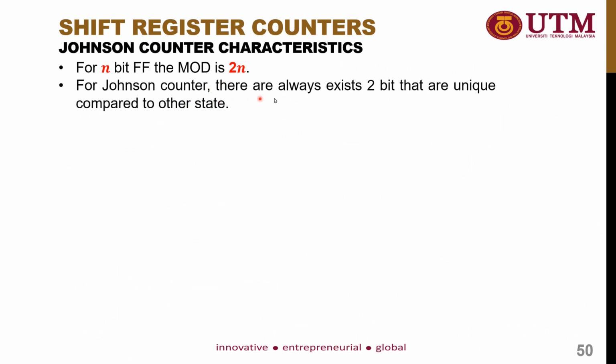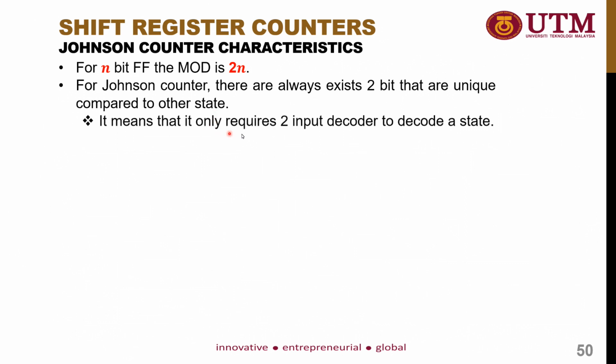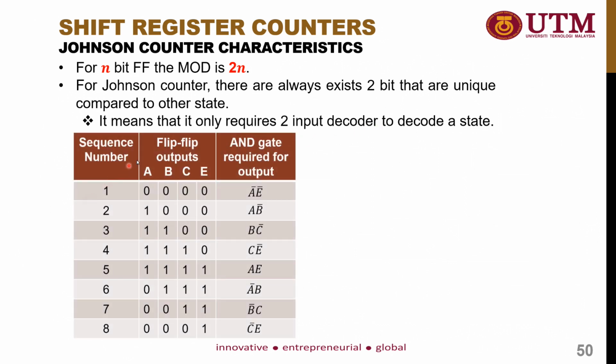So for Johnson counter, there always exist 2 bits that are unique compared to other states. So it means that it only requires a 2-input decoder to decode a state. This is an example of the sequence number and also the flip-flop outputs A, B, C, and E. In order for us to decode a state, for example, the first sequence number 0, 0, 0, 0, the unique state is A bar, E bar, because A is equal to 0 and E is equal to 0.